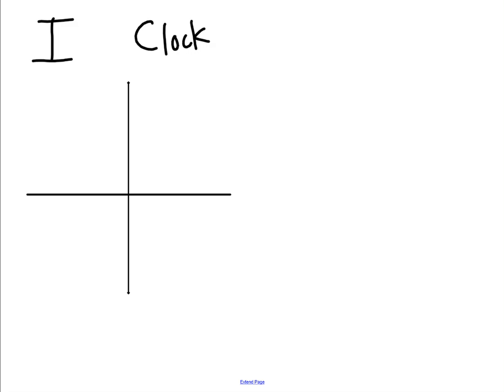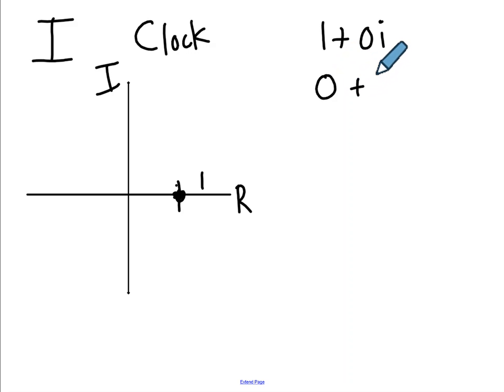The I clock. Now keep in mind that this is the real axis and this is the imaginary axis. So I'm going to put this point right here, which is going to be, the first point is 1 plus 0i. Right there. This is equal to 1. Now I'm going to plot 0 plus 1i. That is right here. So this point is equal to I.